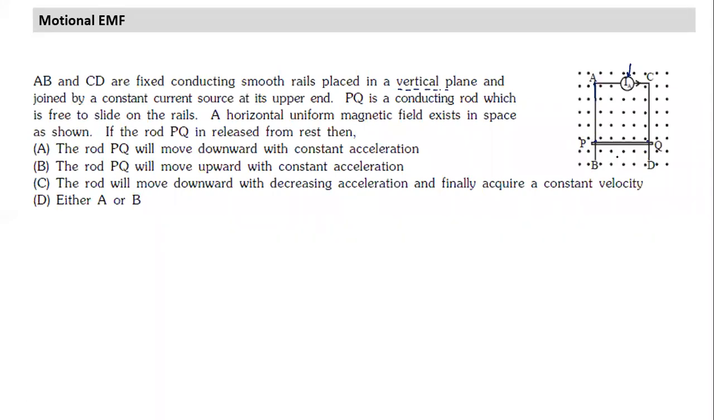So what are the forces acting on the rod? Only two forces acting in the vertical plane. So mg will act downwards. And there's EMF induced, but EMF is immaterial because this source maintains constant current. So if this current is I here, the same current has to flow through this also. So current is constant regardless of what EMF is generated. If current is constant, magnetic force also will be constant.